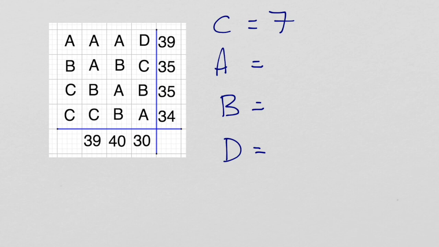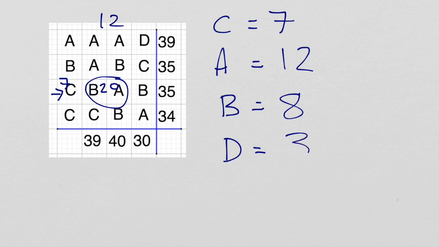So let's find the other letters. I'm going to start with this one here, and C will be 7, plus B plus A. I'm going to replace that with 20, and 20 plus 7 is 27, plus B equals 35. So well done if you found out that B was 8. And we knew that A plus B was 20, so in that case A must be 12. And then we can simply find out what D is. I'm going to look at that top line. 3 12s are 36, plus D is 39, so D equals 3.